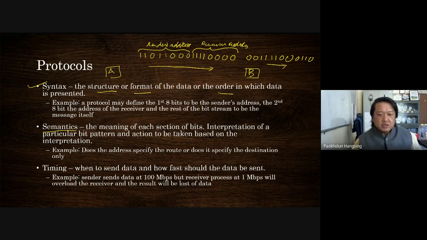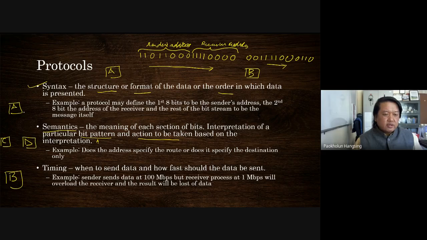Now this is about the bit pattern and what action has to be taken on the basis of how this bit pattern is interpreted. For example, does the address specify the route, or does it specify the destination only? So it means that sometimes we may have different routes. When A and B are communicating, they may follow different routes. For example, there are C and D also. So they may follow this route, they may follow this route.